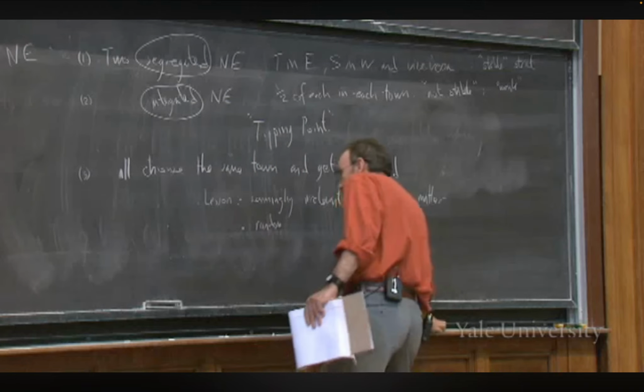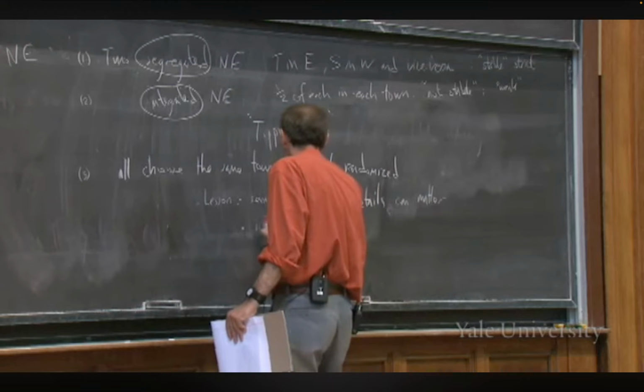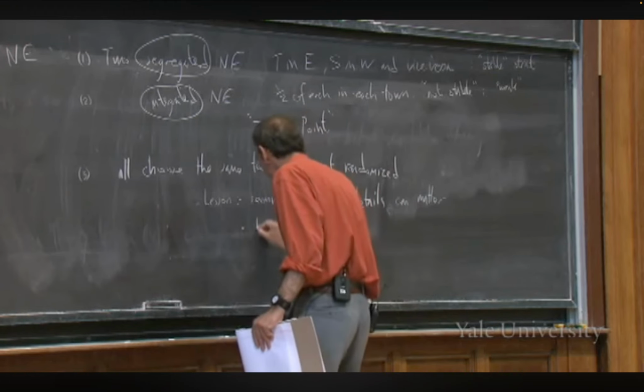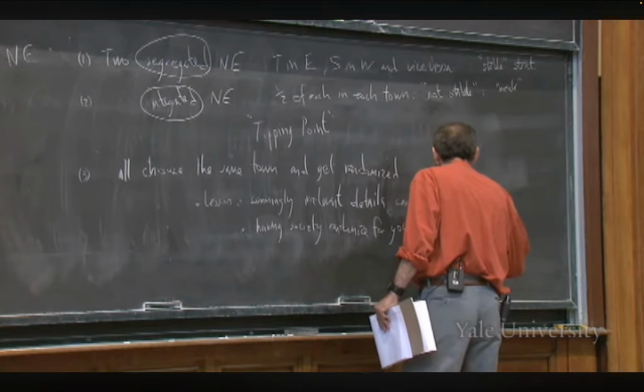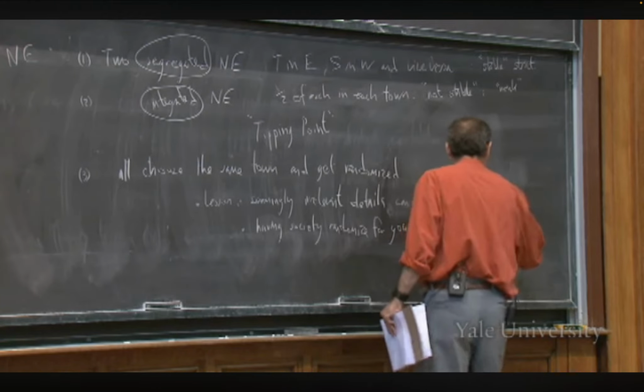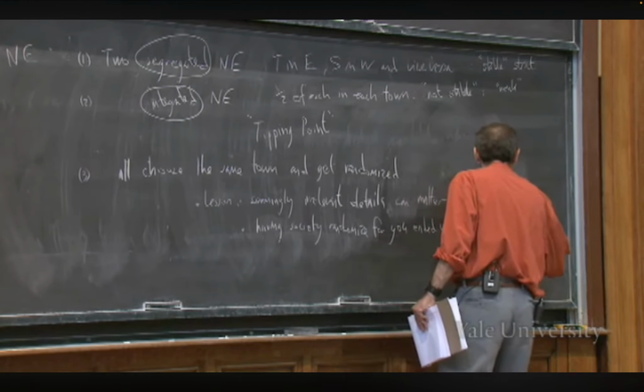Well, I don't want to say randomizing. I want to say having society randomized for you ended up being better than choosing. Ended up better than what you might want to call an active choice.